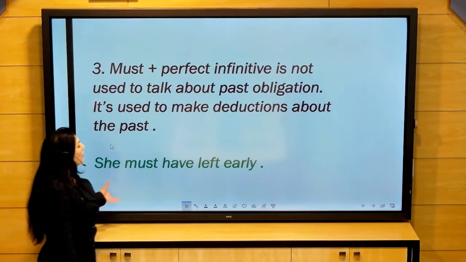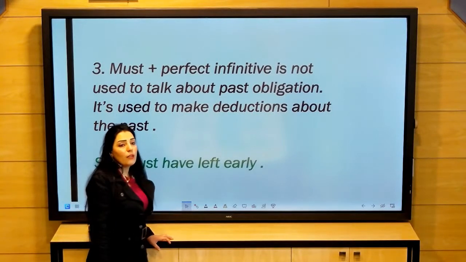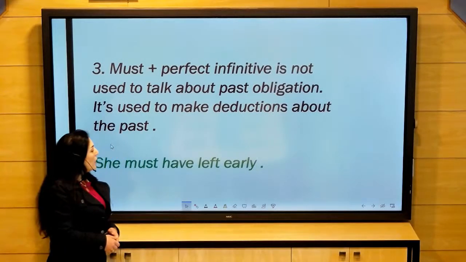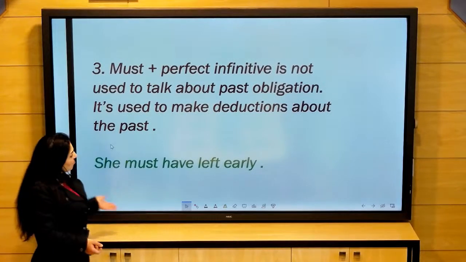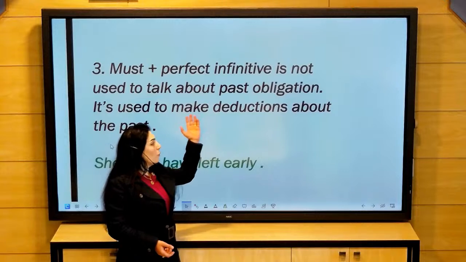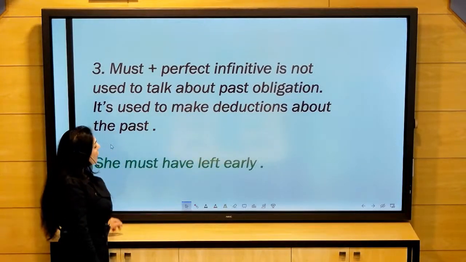Example, she must have left early. Okay, I deduced that she must have left early. So I called her, or I arrived and did not see her. I reached a deduction that she must have left early.